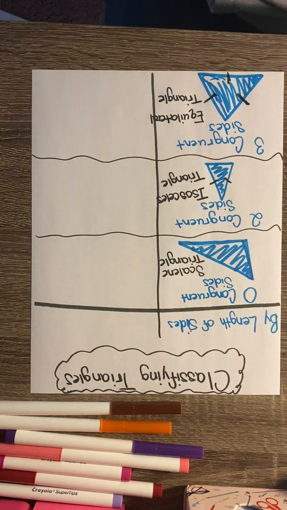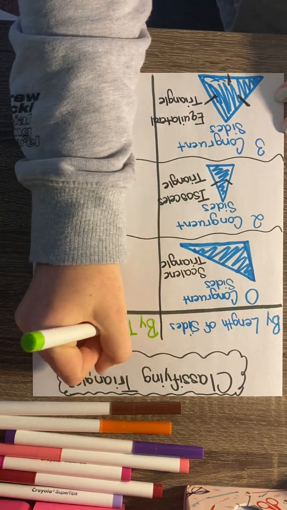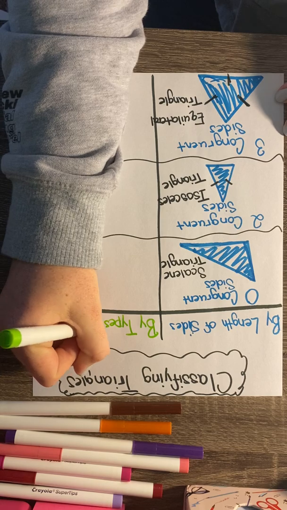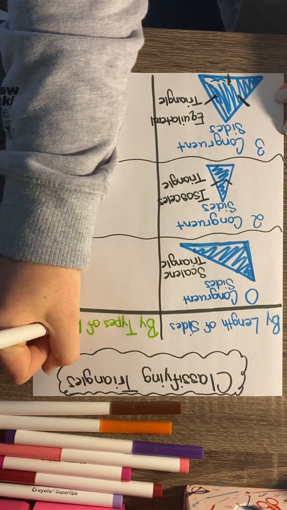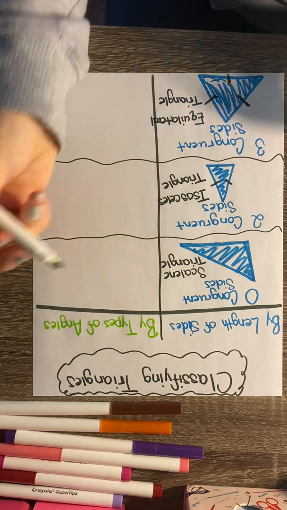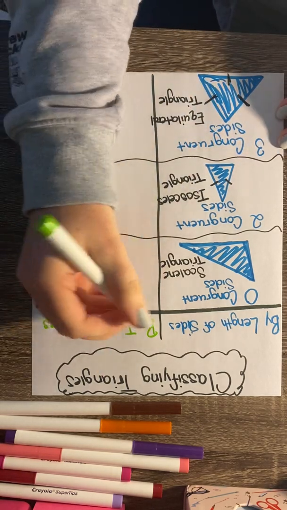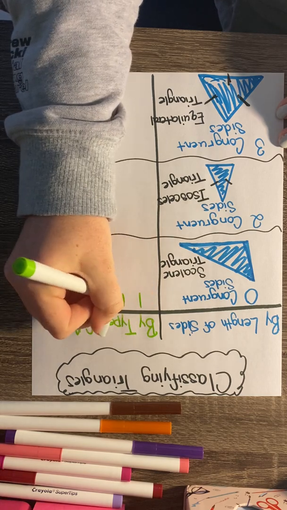All right, then the next way that you can classify a triangle is by the types of angles it has. So remember on Monday, I talked a little bit about angles, and angles is like the corners, like the inside corners of a shape. So with triangles, we're gonna start with like one right angle.